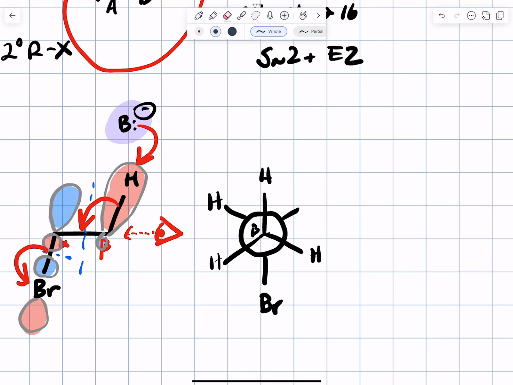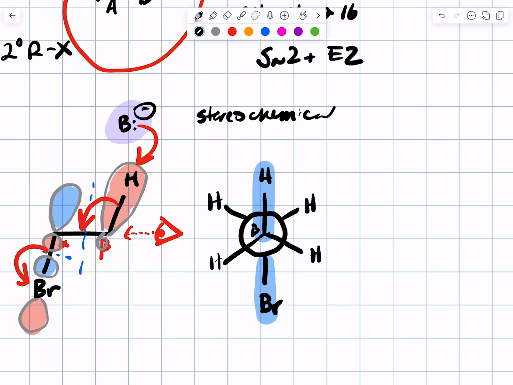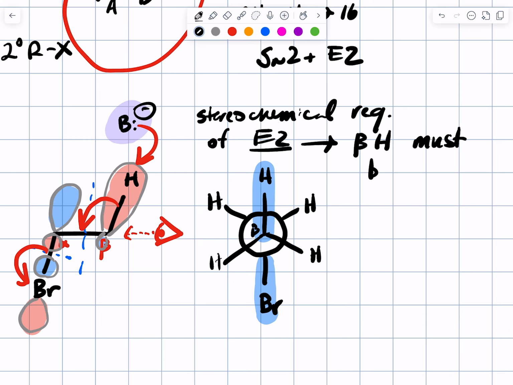I'm sorry, why is there another Br there? It's only the hydrogen that lines up anti to the leaving group that can participate in hyperconjugation. That is a stereochemical requirement of the E2 reaction. It is just as important as the stereochemical requirement for the SN2 reaction to happen with backside attack. In order for the E2 reaction to happen, the beta proton must be anti to the leaving group.